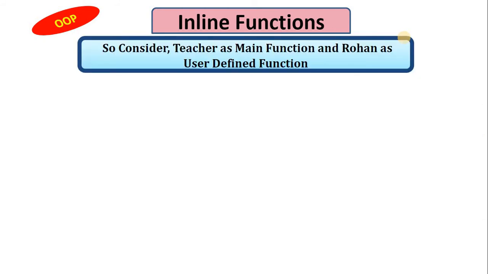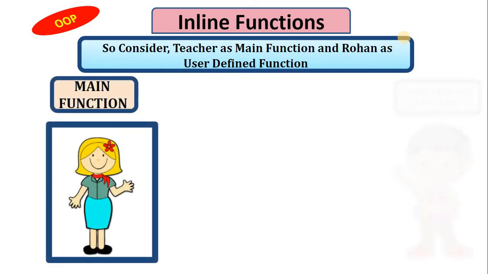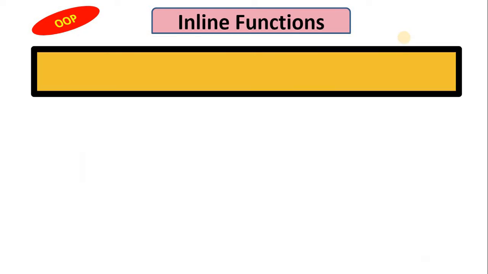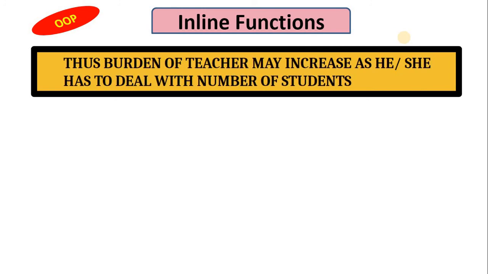Usually this happens that the teacher and students are there. In the current scenario, time has changed. Now consider the teacher as the main function and Rohan as a user defined function. What usually happens is that the teacher goes where Rohan is seated, and if the teacher goes where Rohan is seated, there are n number of students with whom the teacher has to deal with.